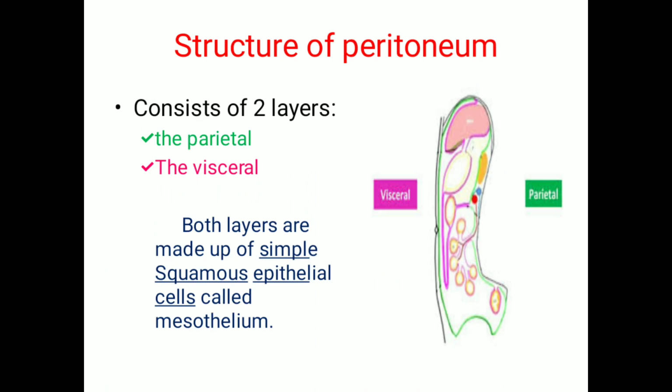Now come to the structure of peritoneum. Peritoneum consists of two layers, parietal and visceral. So in this diagram, the green color lining is the parietal peritoneum and the pink color layer is the visceral peritoneum. Both these layers are made up of simple squamous epithelial cells, which is called mesothelium.